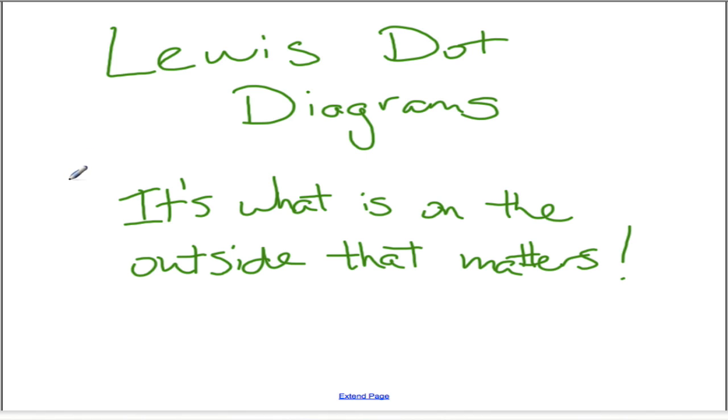This is how-to video number 2, and in this how-to video we're going to focus on something called Lewis dot diagrams. What helps me remember the difference between Bohr models and Lewis dot diagrams is this little quote right here: it's what is on the outside that matters. Usually we talk about it's what's on the inside that matters, but in this case Lewis dot diagrams only care about what is on the outside. In this case I'm talking about electrons. We're really talking about those valence electrons to draw our Lewis dot diagrams.